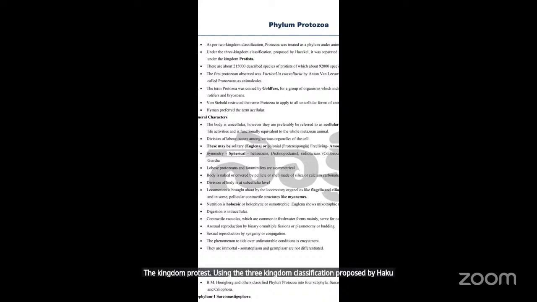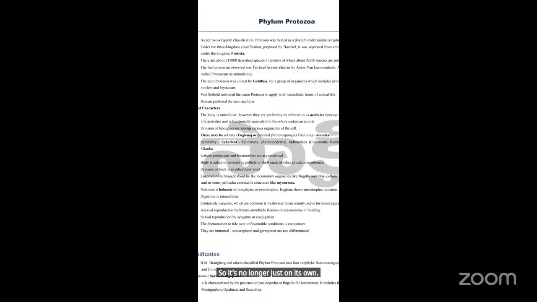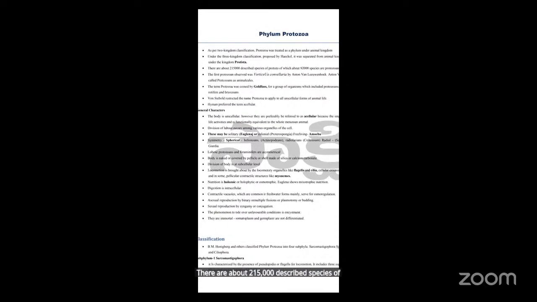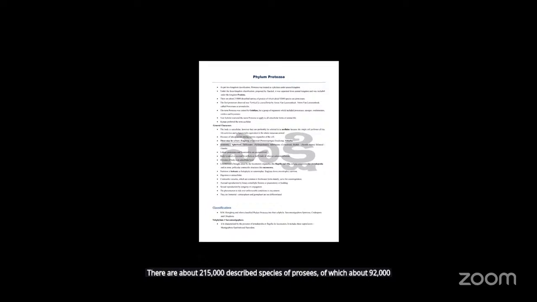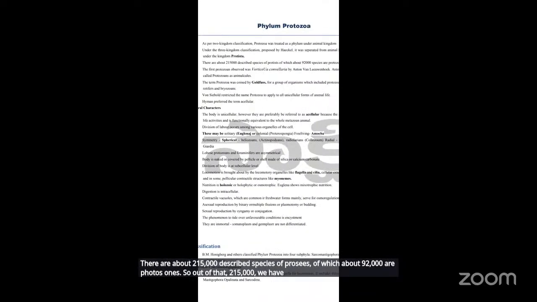So it then became a phylum under kingdom Protista. It was no longer just on its own. There are about 215,000 described species of protists, of which about 92,000 are protozoans. So out of that 215,000, we have 92,000 protozoans.